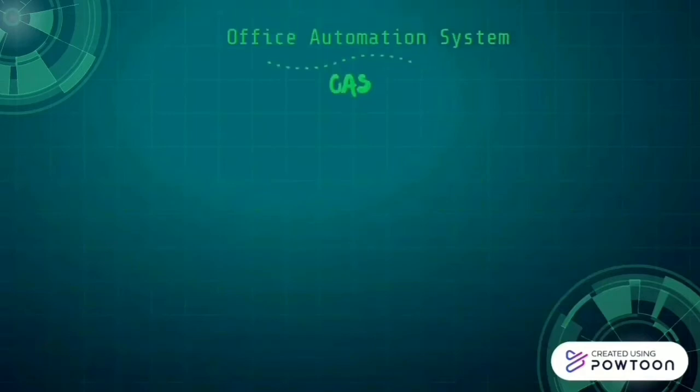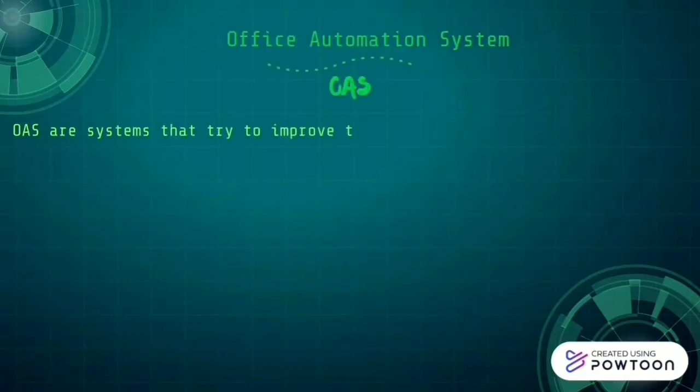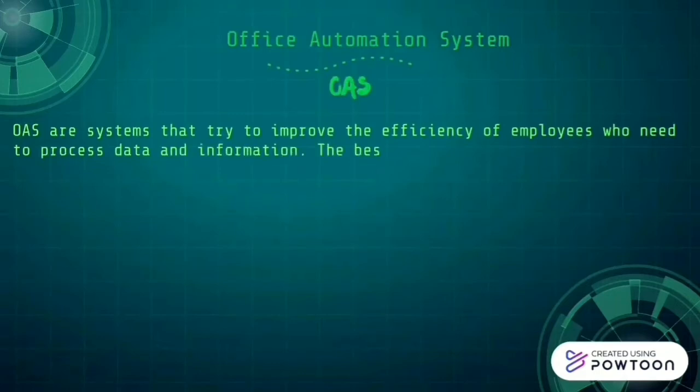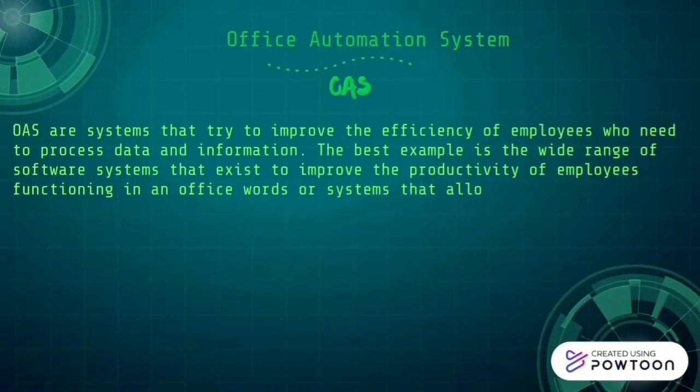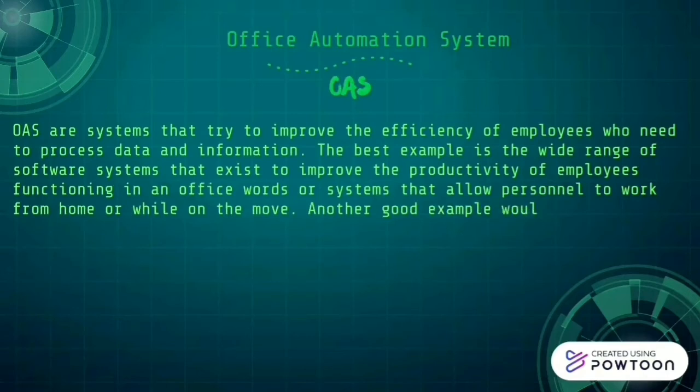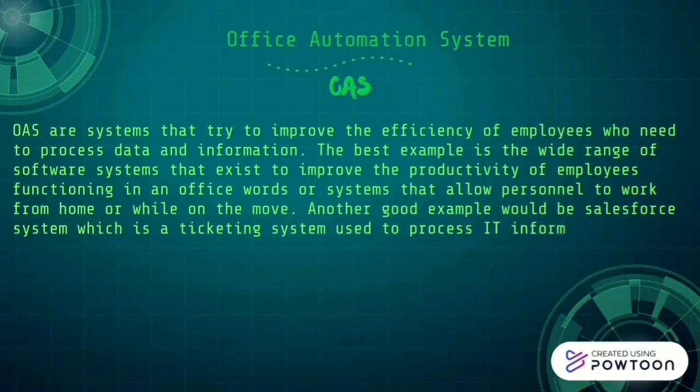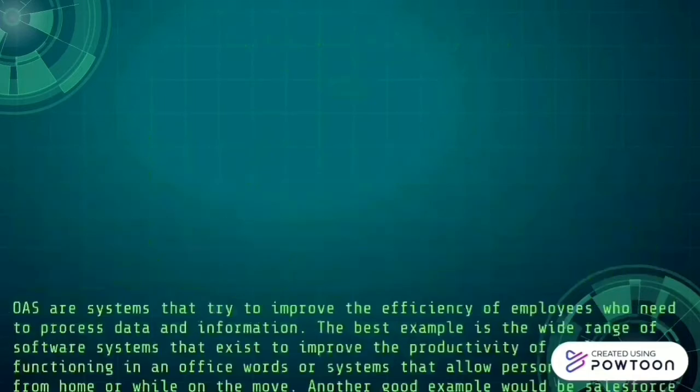Office Automation System. Office automation systems are systems that try to improve the efficiency of employees who need to process data and information. The best example is the wide range of software systems that exist to improve the productivity of employees working in an office, or systems that allow personnel to work from home or while on the move. Another good example is the Salesforce system, a ticketing system used to process IT information in the office and on the go.